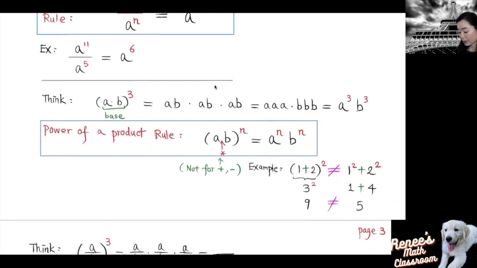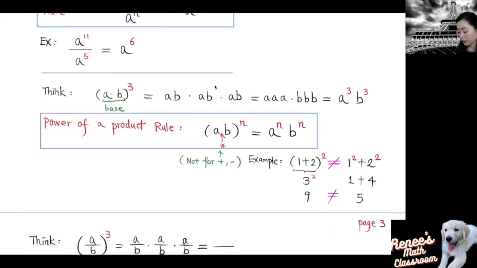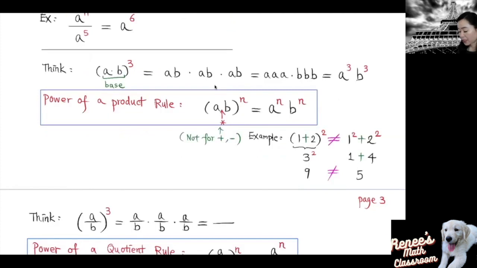So when you have this power of a product, the exponent is going to apply to each factor. Apply it to A, you get A to the N, and then you multiply, apply it to B, you get B to the N. So that's the power of a product.